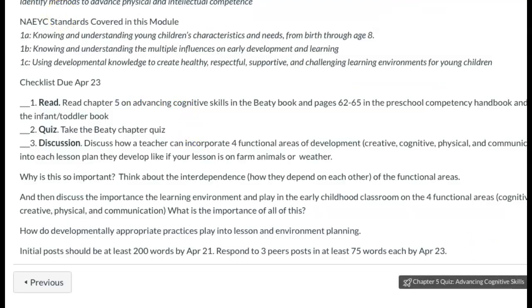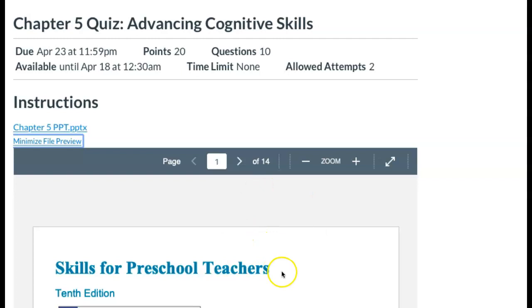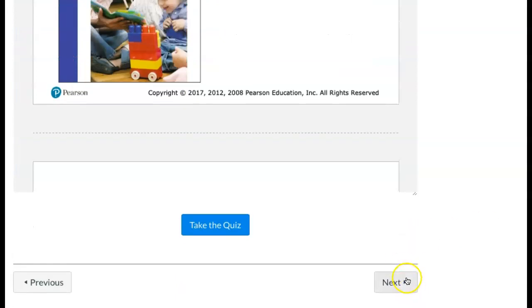You're going to have the Chapter 5 quiz over advancing cognitive skills from the Beatty book. Here is the PowerPoint that goes along with it. There are 10 questions at 2 points apiece in 2 attempts. Next, you're going to have a discussion over functional areas in the brain.